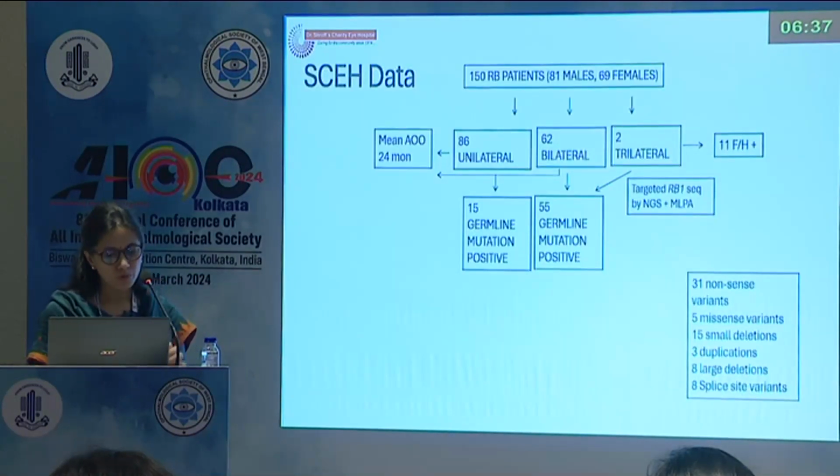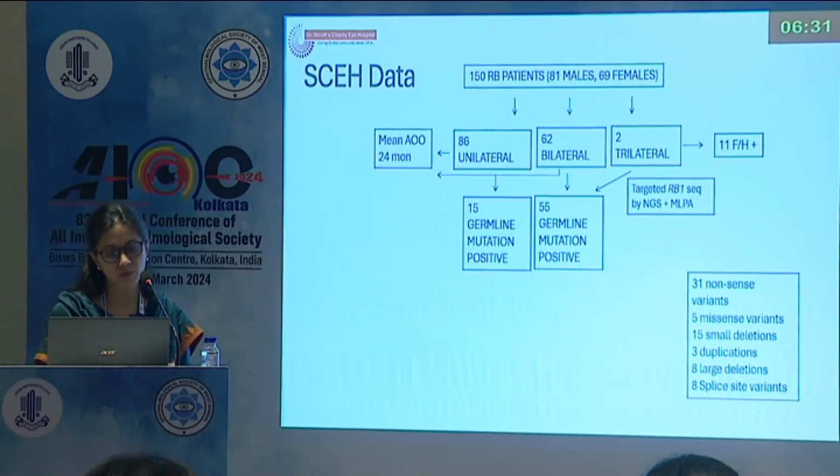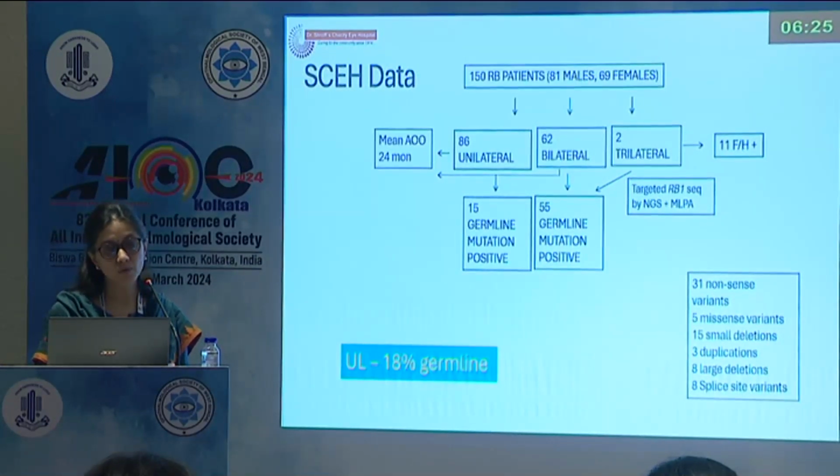So looking at our own data, these are the initial 150 patients where we have done the germline testing, the consecutive 150 RB patients. Out of the unilateral patients, we have a germline positive percentage of about 18%, which is slightly higher than what is reported in the literature. Usually it's 10 to 15% which is reported. Out of this whole cohort, 11 had family history of retinoblastoma, and these are the different types of mutation which have been detected in this cohort.